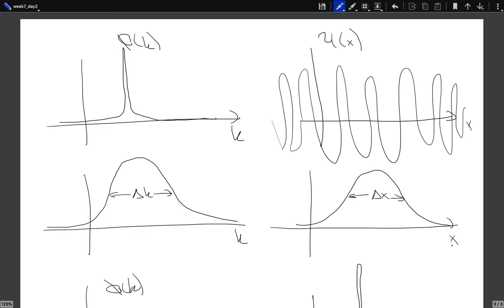Now let's also make concrete definitions of these concepts. What do we exactly mean by delta k and delta x? But just from the graph.